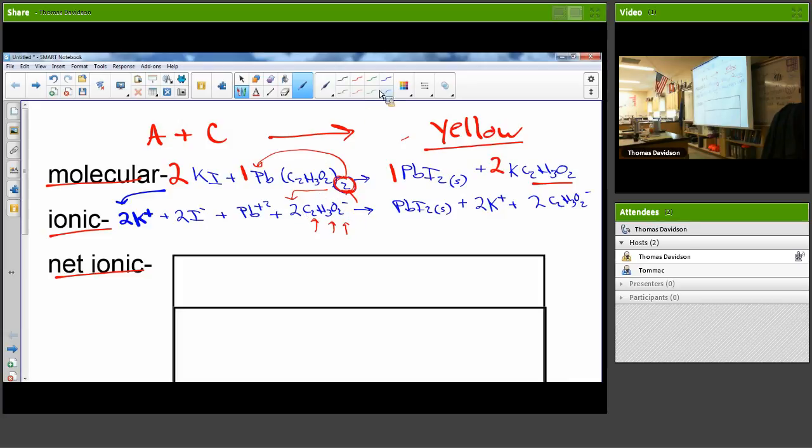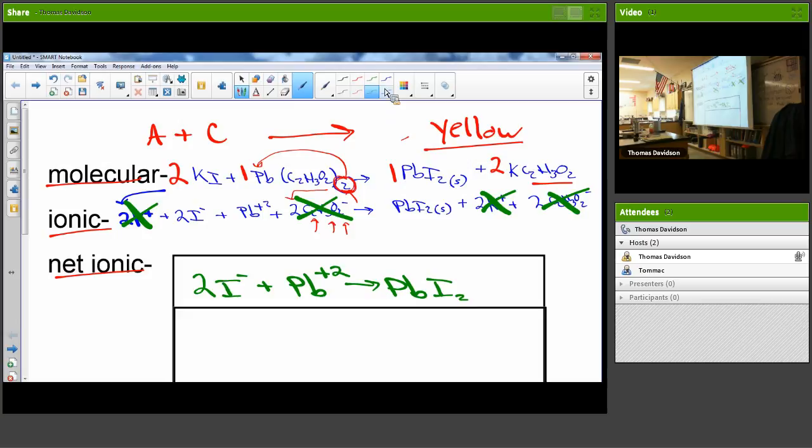Okay, now, time to get rid of my spectators. Potassium, wah, wah, wah. It never gets to hang out with anybody. All right, then my acetate, same thing. So what's the only real thing that really happened here? 2 iodides found their BFF. How do you know which one to cross out?